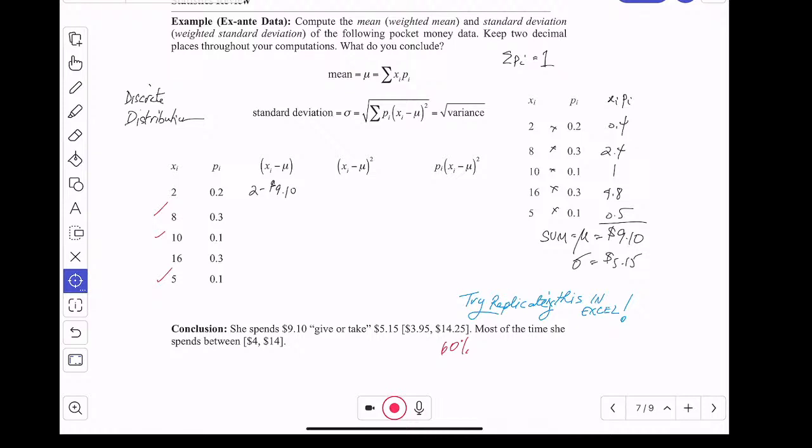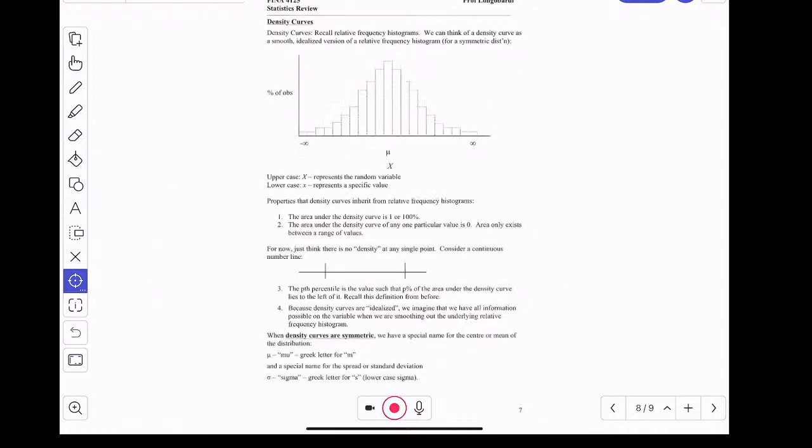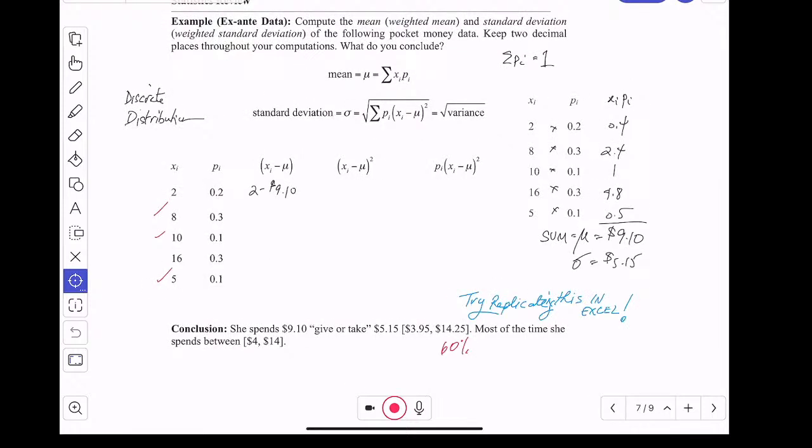So practice that in Excel, and that brings us here. Any questions so far?